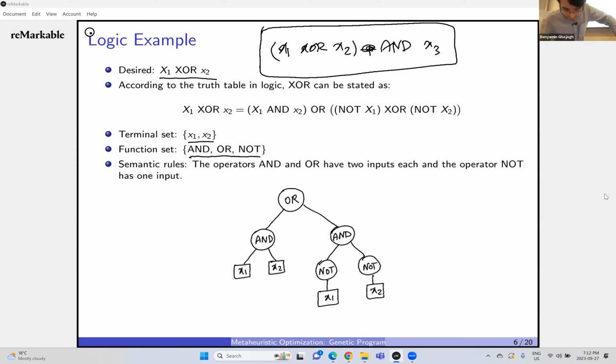So here the terminal set is x1 and x2, the function set is and, or, and not, and the desired function is x1 XOR x2. And if you have passed any course in logic, x1 XOR x2 can be written in this way: x1 and x2, or not x1, XOR, I think this must be or, sorry, or, yes. Give me a second to think. No, this is and. Yes, and not x2. Okay.